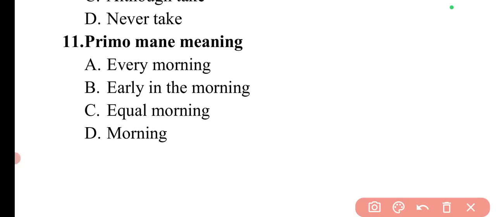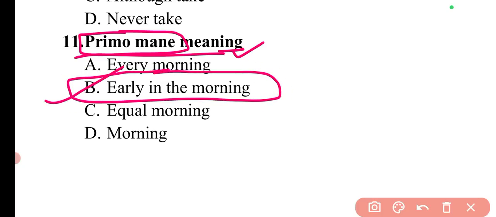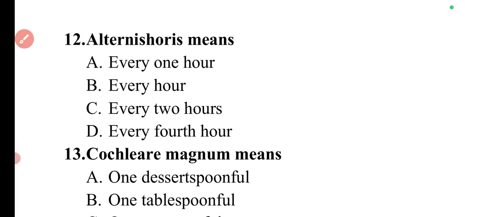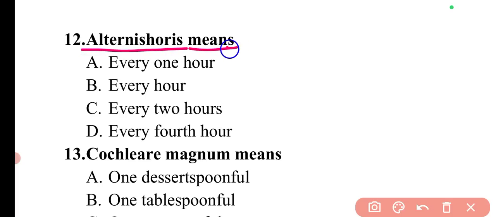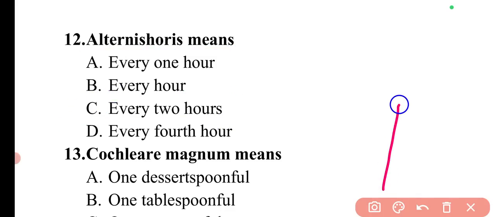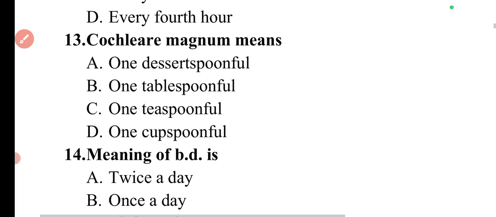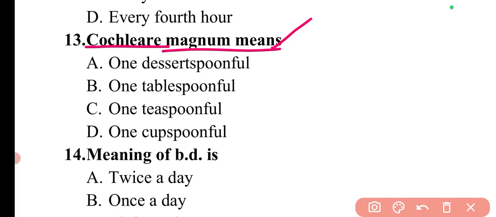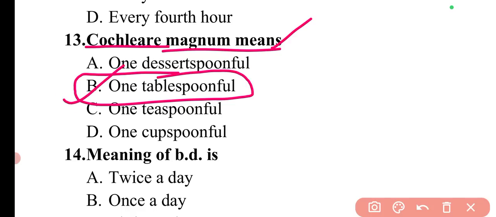Next question is: primo mane meaning. Primo mane is a Latin term which means early in the morning. So here option B is correct. Then next question is: alternis horis means. Alternis horis means every 2 hours. So here option C is correct. Then next question is: cochlear magnum means. Cochlear magnum means 1 tablespoonful. So here option B is correct.